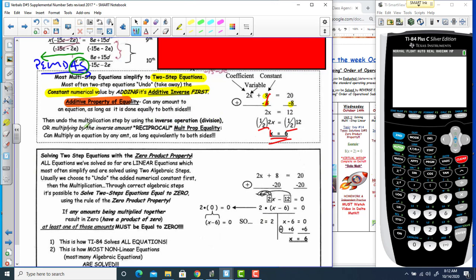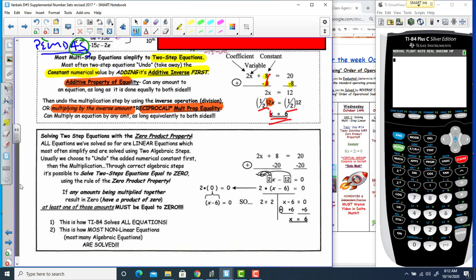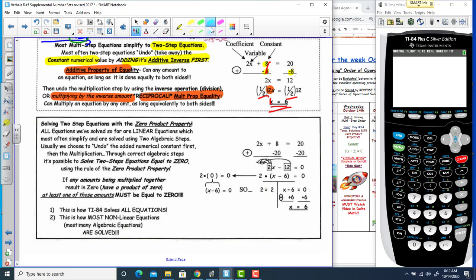If we have to undo multiplication, we choose to multiply by the reciprocal. That's the same thing as dividing, or we just divide. And that undoes the coefficient, the amount being multiplied by the variable. So that's really what a 2-step consists of. But what I want to introduce you to is something that very few classes talk about, and that to me is absolutely amazing. You can solve a 2-step equation using what's called the zero product property.